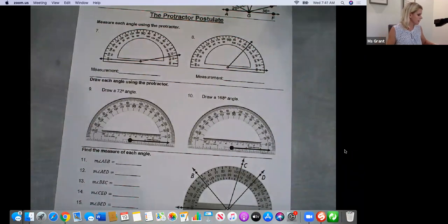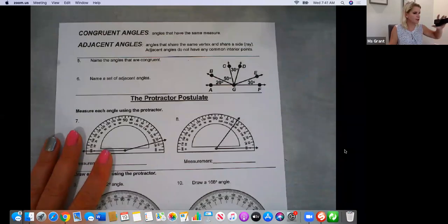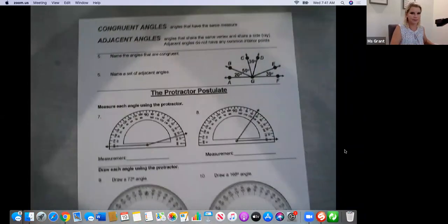All right. Here's some protractors, guys. Nice photocopies of protractors. Okay.